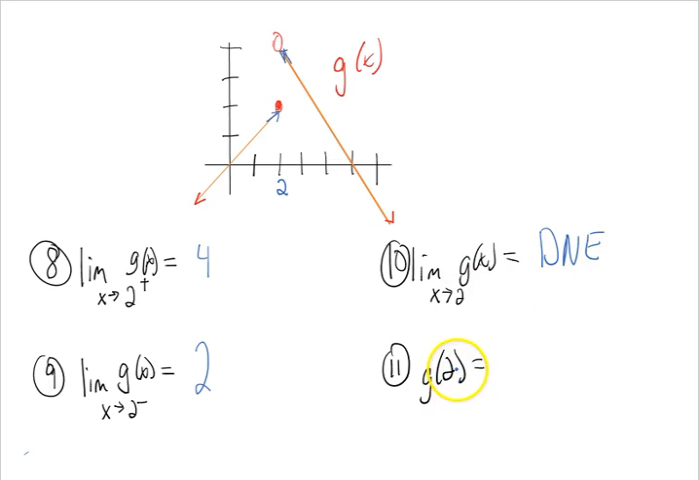Now, g of 2 is where the point actually is. So there's an open circle up here, and there's a closed circle down here. And it can obviously only be one place and still pass the vertical line test. So g of 2 is where the point actually is, and that is at a y value of 2.